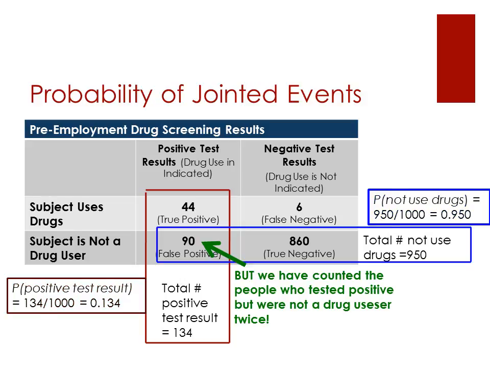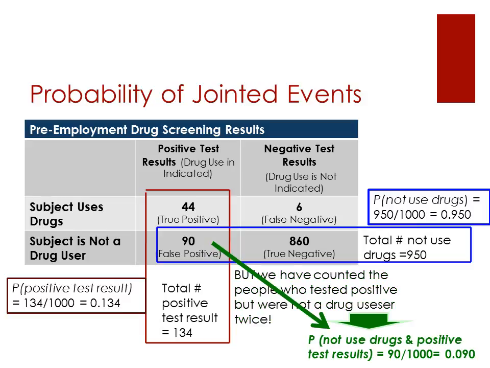However, we have counted the people who tested positive but were not a drug user twice. We've counted those 90 people twice. So we've double counted them. So what we need to do is pull that amount out of our formula. So our probability of not using drugs and positive test results, which notice is the same thing as P of A and B, is going to be 90 divided by 1,000, which gives us 0.090.